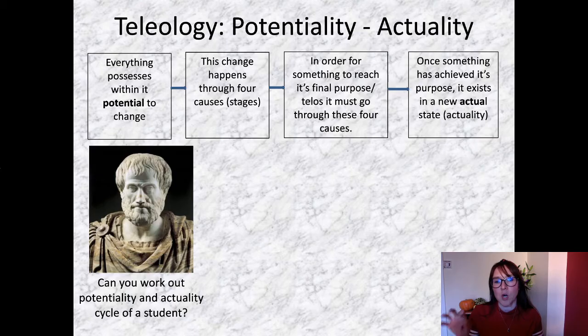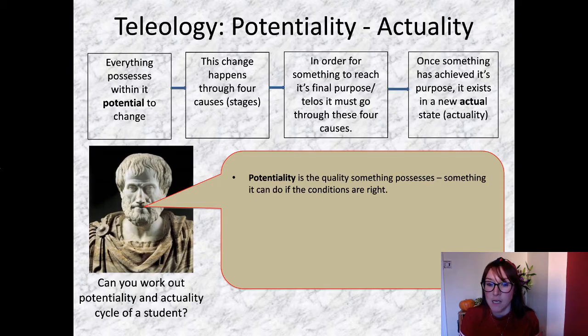So Aristotle talks us through potential to actual. Everything has a potential to change, and it must go through 4 causes or stages to get there. And the next slide, or the slide after that, will go through what those 4 stages are. But in order for something to reach its final end goal, it has to go through these changes in order to reach a new actual state, actuality.